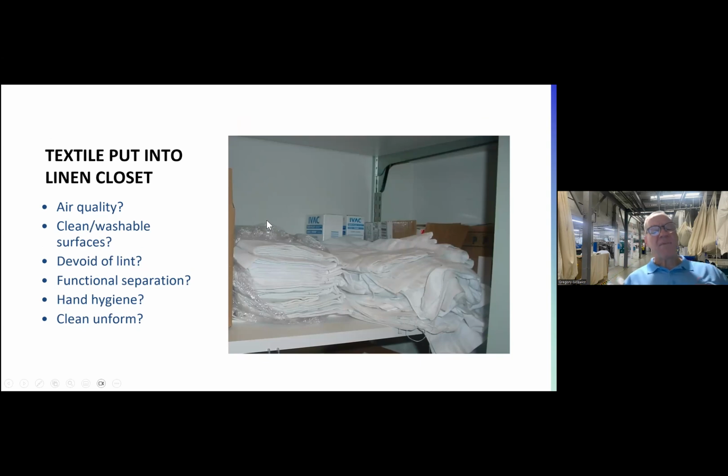So now, depending on how big the place is, most textiles in a hospital would go from the linen room up the floor or down the floor or wherever into a linen closet. How's the air quality in here? Are these surfaces washable and clean? Because if they're not, if they're wood or porous, then they can't get clean, and that's a contamination risk for the linen. Is it devoid of lint? Hopefully, this is an area that's cleaned regularly. Functional separation from other areas of dirty linen. People working here must use proper hand hygiene and have clean uniforms. Oh, I spelled uniform wrong.